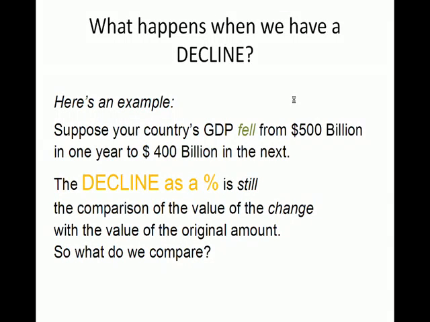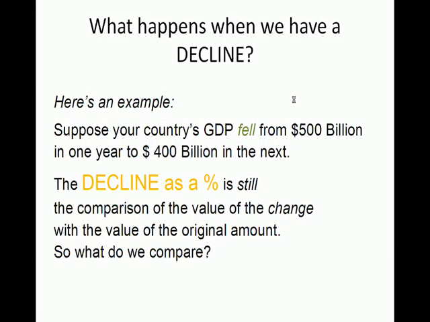What happens when we have a decline? Here's an example. Suppose your country's GDP fell from 500 billion in one year to 400 billion in the next. It does happen. The decline as a percent is still the comparison of the value of the change with the value of the original amount.